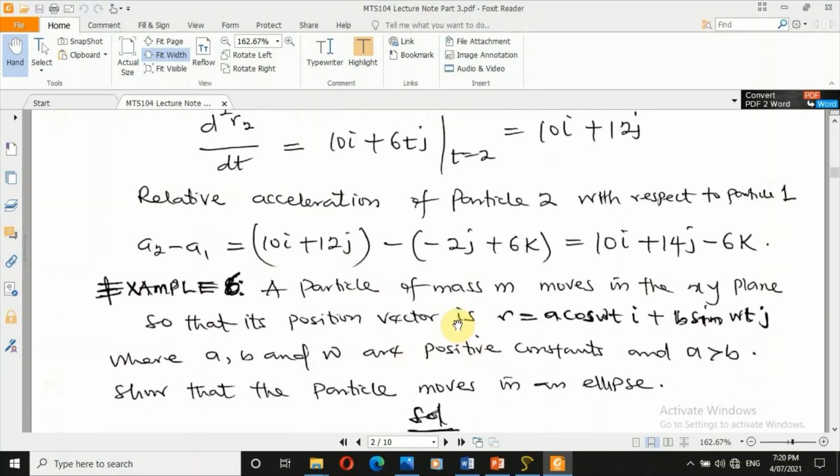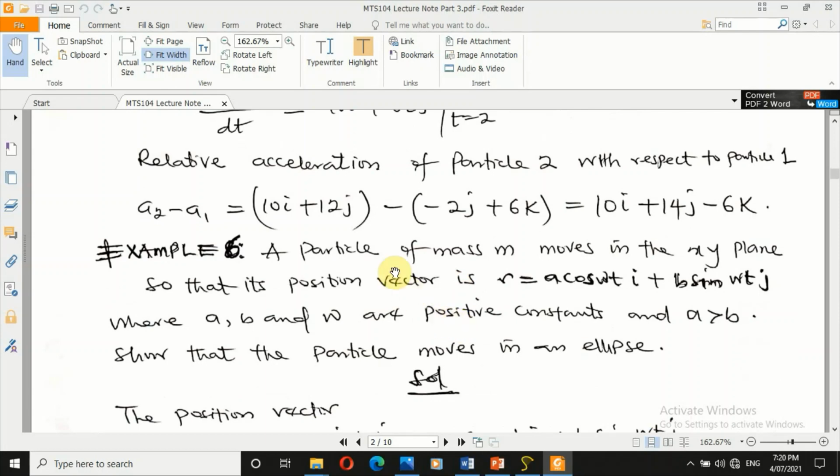Now let's go to example 6. We have a particle of mass m. It moves in the xy plane. Look at its xy plane, that's 2 dimensions. Its position vector is a cos omega t i plus b sin omega t j, where a, b, and omega are positive constants, and a is greater than b. Look at this question: this a here is greater than b. Show that the particle moves in an ellipse.